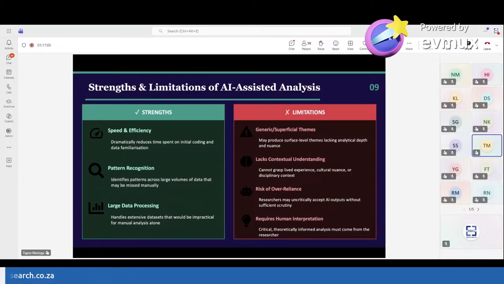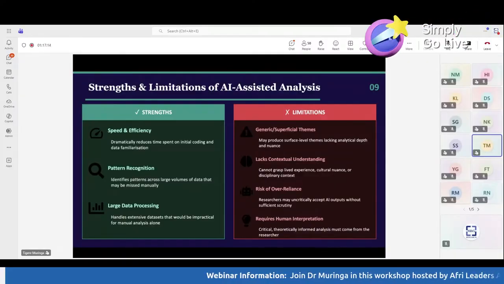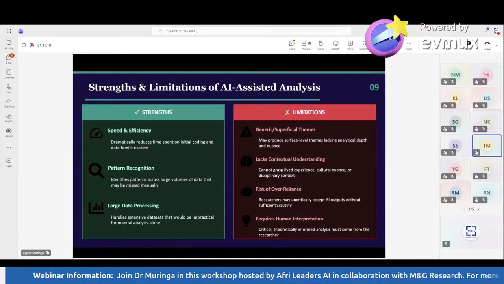Large data processing: it handles extensive data sets that would be impractical for manual analysis alone. So we are advocating for us as researchers to actually adopt all AI tools that enhance this process, right?